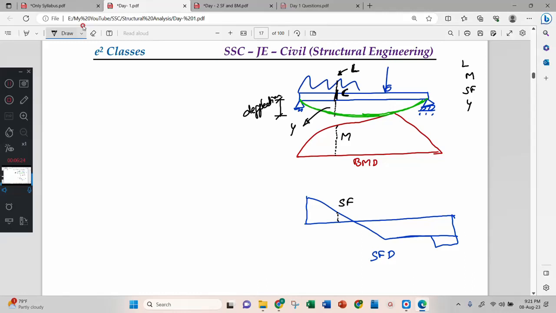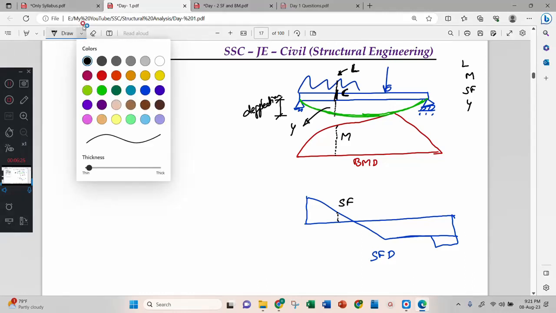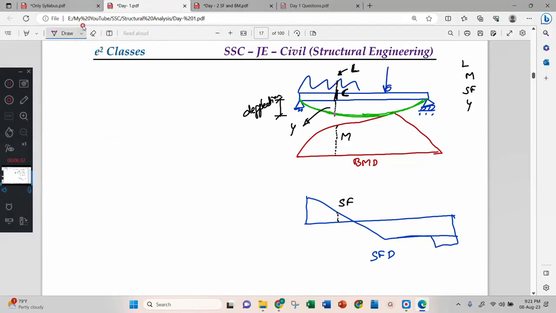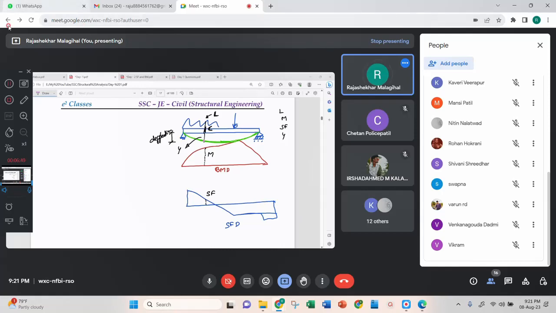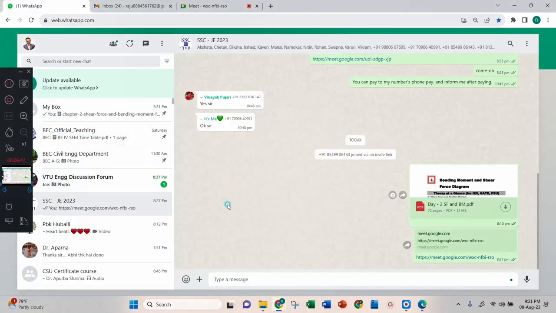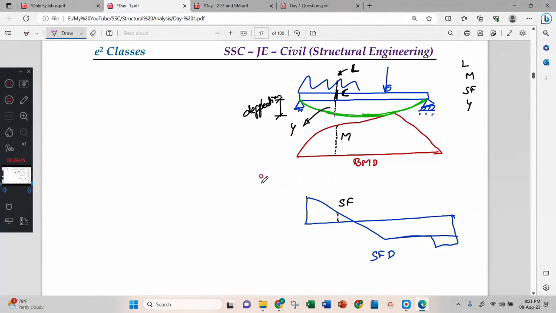Now after that, one more thing. At this point, if I draw one tangent, it will take this shape, and that slope of the tangent is called theta. Now we will establish a relation between them.